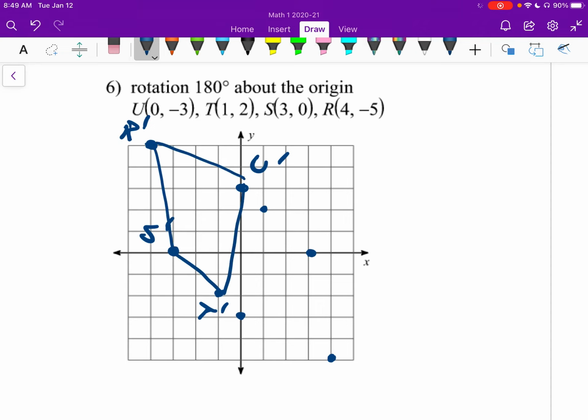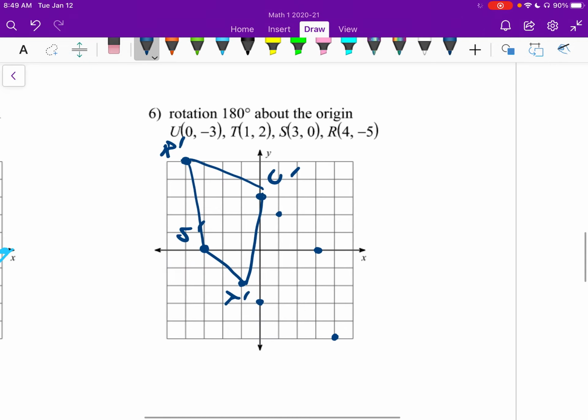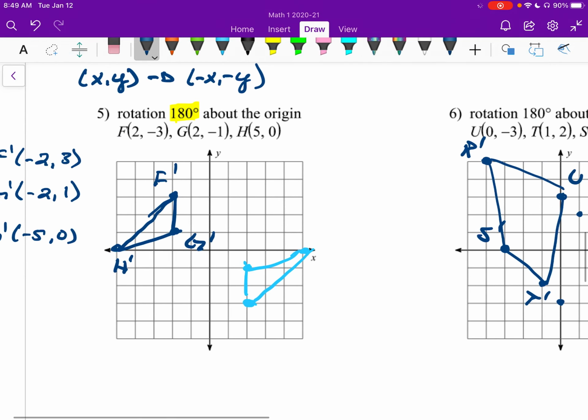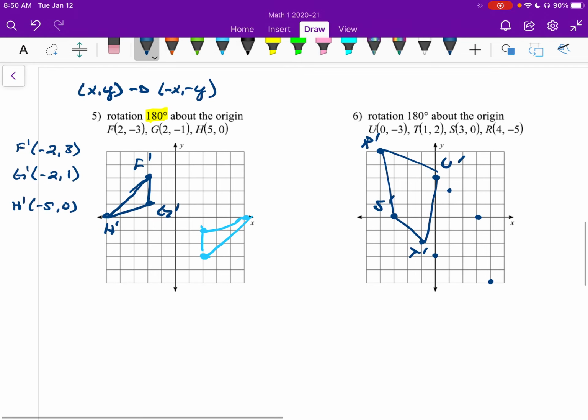There's our shape. It might be a little bit easier to actually do it like what we did in number 5. I don't know which one's easier. Sometimes I like to do the points, and sometimes I like to just kind of work my way through it. Whenever you're doing multiple choice, it might be a little bit easier to do it like I did in number 6. Right? If it's free response, I'd probably do it like I did in number 5.